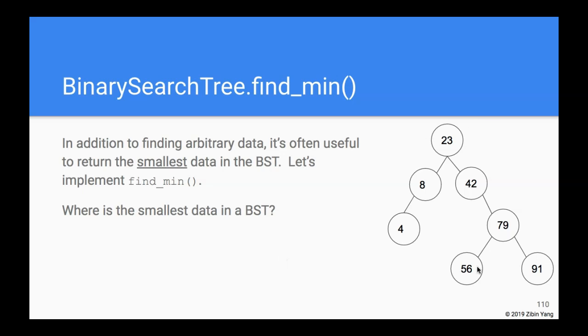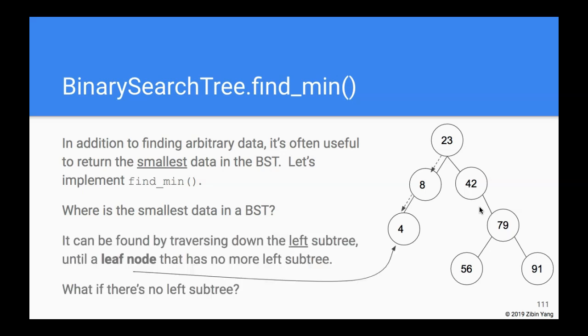So look at the tree here. Where do we find the minimum or smallest data in this tree? Well, it's 4, isn't it? And as a matter of fact, it's always found by starting at the root, and then we just traverse down the left subtree until we hit the end, the leaf node, and that's where we will find the smallest data in the entire tree.